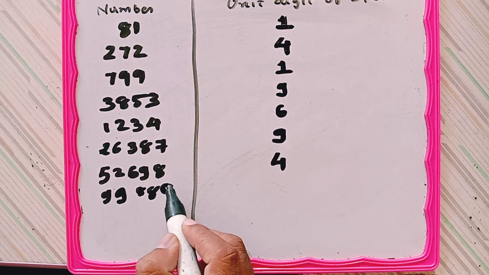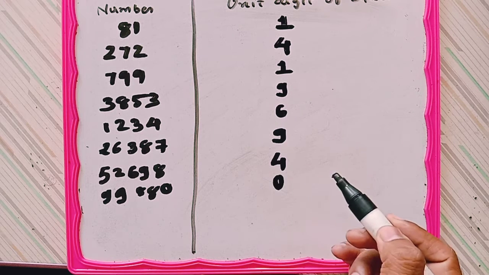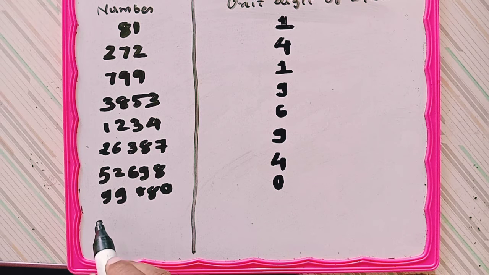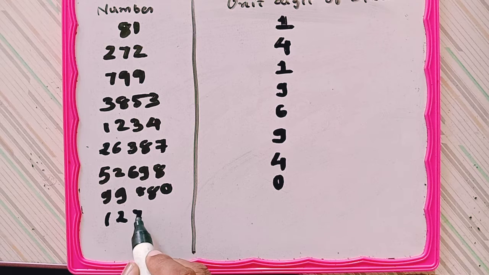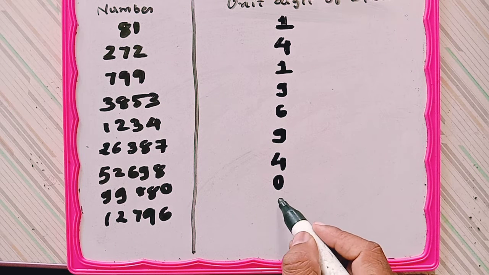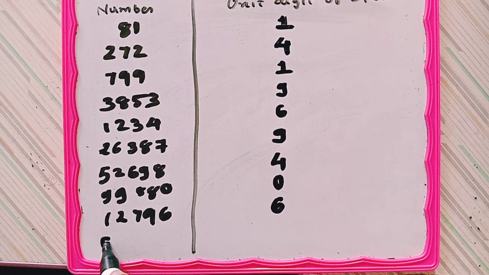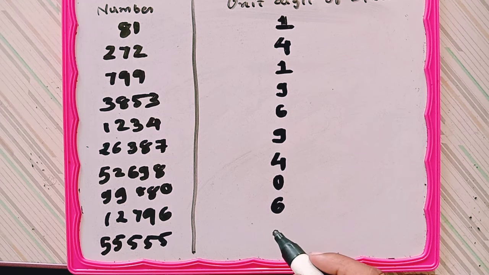99,880: the last digit is 0, so 0 squared will be 0, and so the unit digit will be 0. 12,796: the last digit is 6, 6 squared is 36, so the unit digit of the square is 6. And 5,555: the last digit is 5, so the last digit of its square will be 5 fives are 25, so 5.